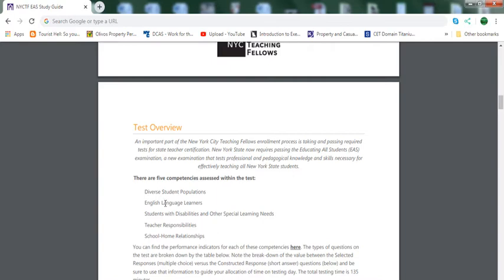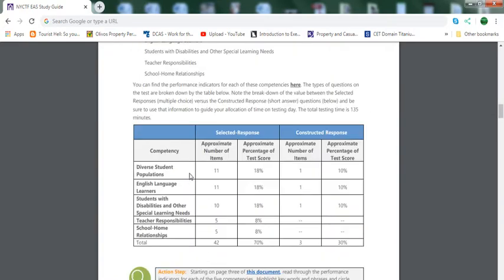But keep that in mind. These are the 5 main parts that they'll ask you from. These are the approximate numbers of questions they're going to ask you.